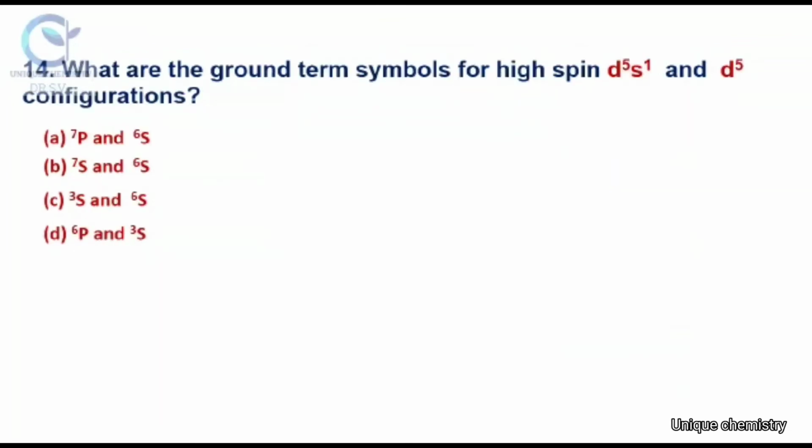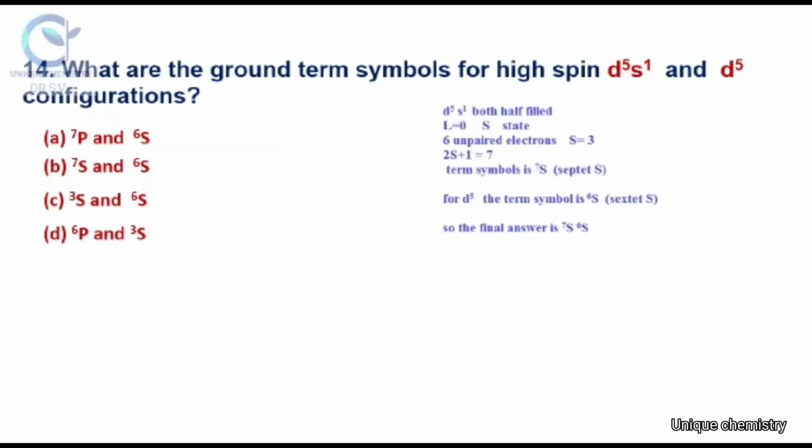The 14th question. What are the ground term symbols for high spin d5 s1 and d5 configurations? The options are septet P and sextet S, septet S and sextet S, and triplet S, sextet S and sextet P and triplet S. Actually here we see the d5 s1, both half filled, so L equal to 0, S state.